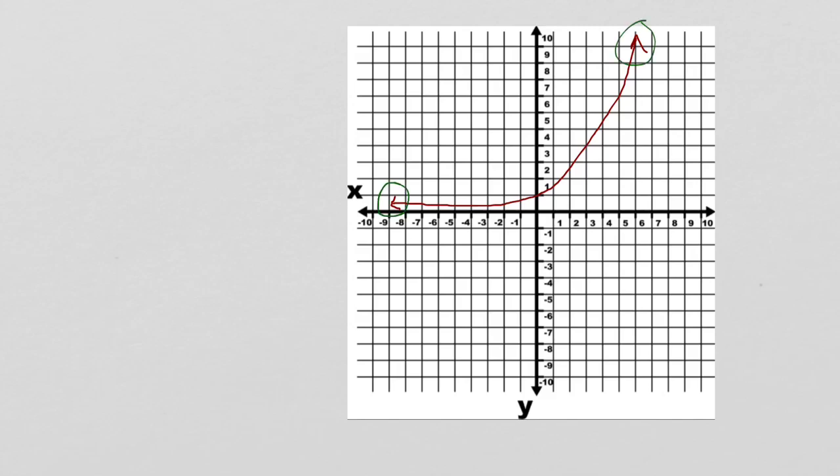Alright, and here's your other function you're responsible for. It's got arrows on both ends too, but be careful with this one. So domain, we're pointing to the left forever, we're going to the right forever again, so it's negative to positive infinity, and that's going to be the case for all your exponentials.